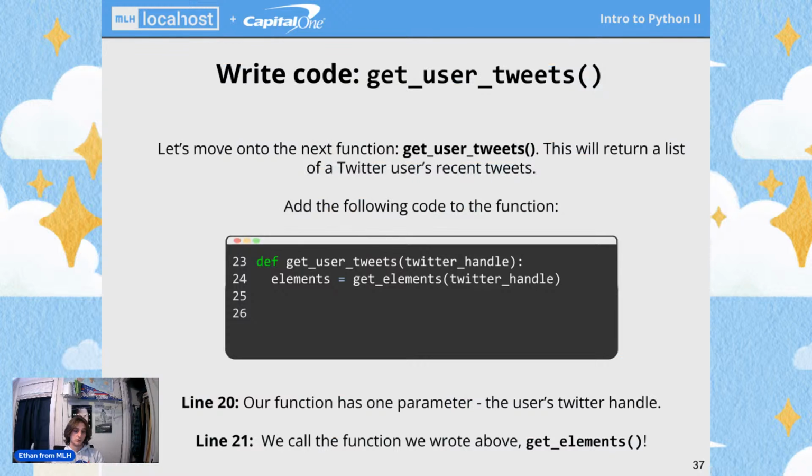So now moving back to get user tweets. What this function is going to do is return a list of a Twitter user's recent tweets. So the first thing we're going to want to do is call the get elements function that we just created. We're going to do that by typing elements equals get elements, and then we're going to pass in the Twitter handle to it. What that's going to do is run this on the Twitter handle before and get us the soup object with the data of the specific Twitter user.